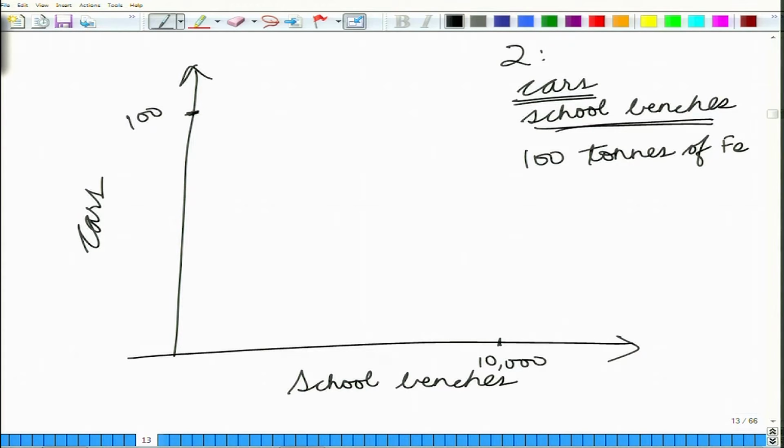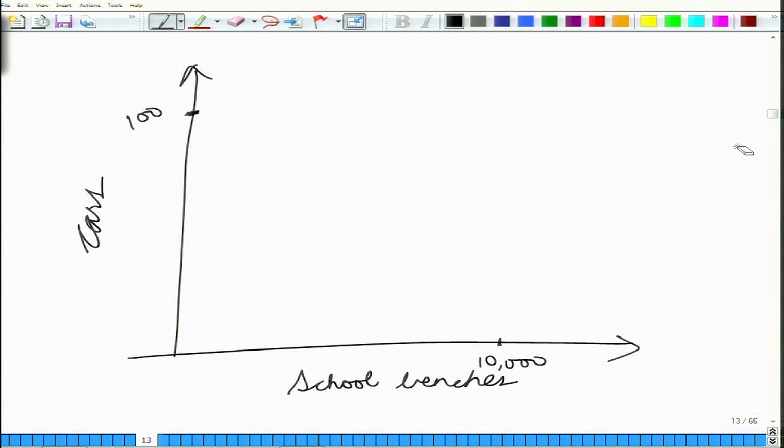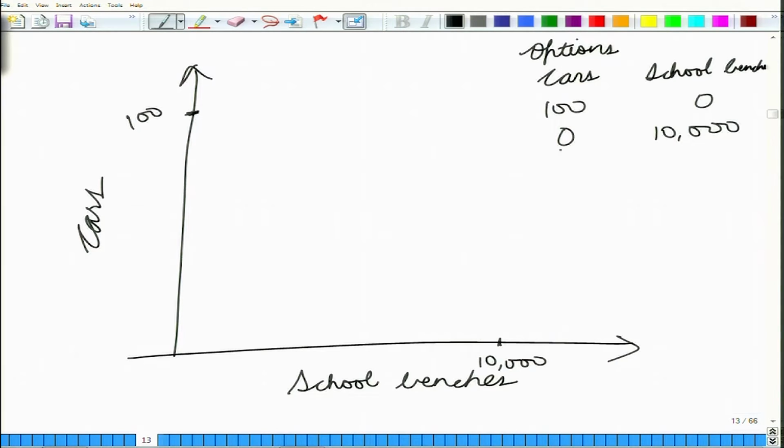Now, we have this choice that we can devote all of it to making cars. So, we make 100 cars and 0 school benches, or we devote everything into school benches and we make 10,000 school benches and 0 cars. So, what are the options that we have? Here are the options. You have cars and you have the school benches. You can make 100 cars and 0 school benches, or 0 cars and 10,000 school benches, or maybe something in between. Maybe you can make 50 cars and 5,000 school benches. So typically your 50 cars would come somewhere here and your 5,000 school benches would come somewhere here.